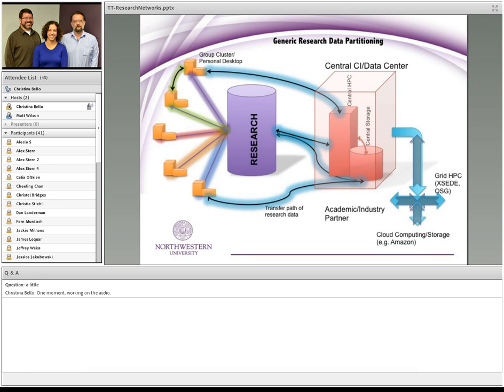But of course, due to collaborative efforts or because you want to scale the problem to a bigger computing capacity, at some point the research has to migrate outside that silo. It has to go to the outside world and be piped towards federated resources, let's say XSEDE, an academic or industry partner, or if you want to leverage cloud computing and storage services, you want to do that as well.